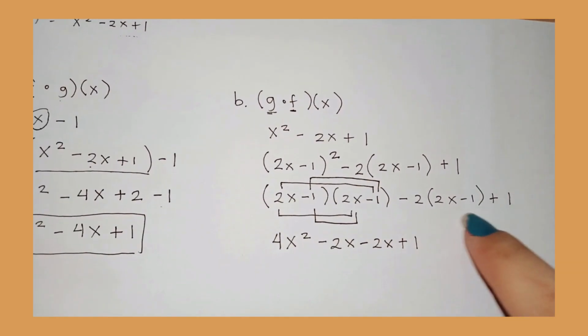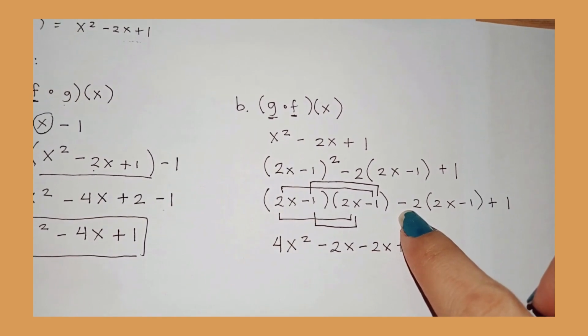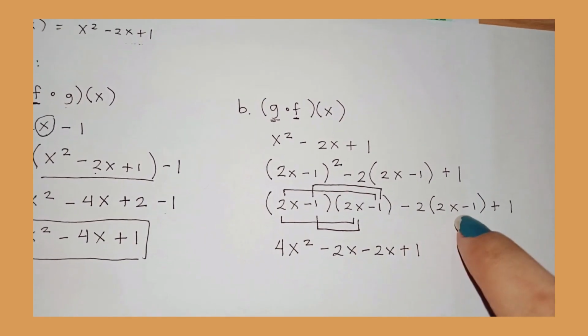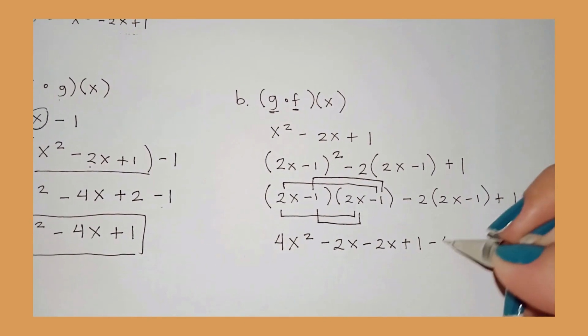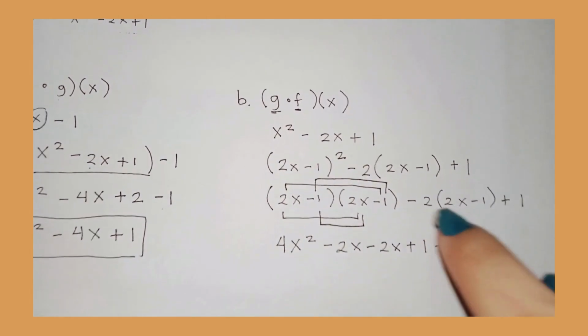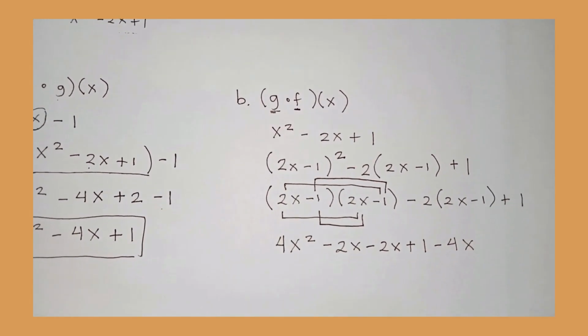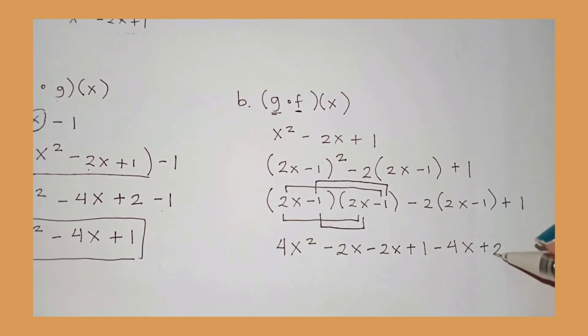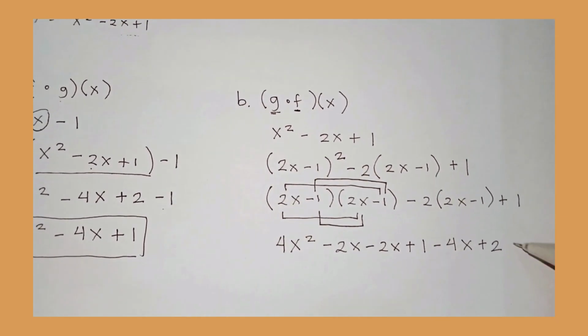Ito naman yung isolve natin. I-distribute natin yung negative 2. Negative 2 multiplied to 2x, that is negative 4x. Negative 2 multiplied to negative 1, the answer is positive 2. And then copy positive 1.